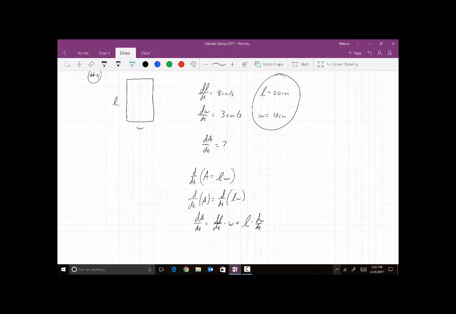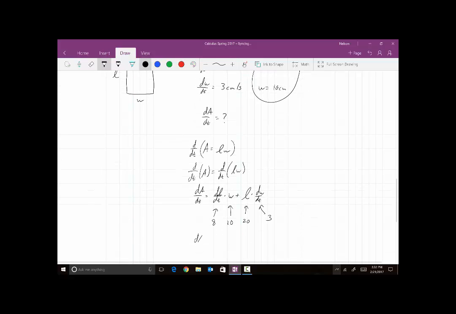And so now we have all this information. We know the number that gets plugged in here is 10. The number that gets plugged in here is 20. The number that gets plugged in here is 3. The number that gets plugged in here is 8. So we're good. dA/dt is going to equal 80 plus 60, which is 140, and that's square centimeters per second.